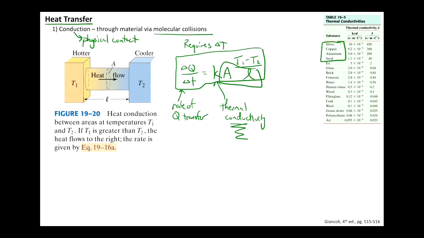We're going to talk about conduction later in the class, electrical conduction. So keep in mind that there seems to be some sort of connection between thermal and electrical conduction because, well, metals are pretty good at both of them, all right?